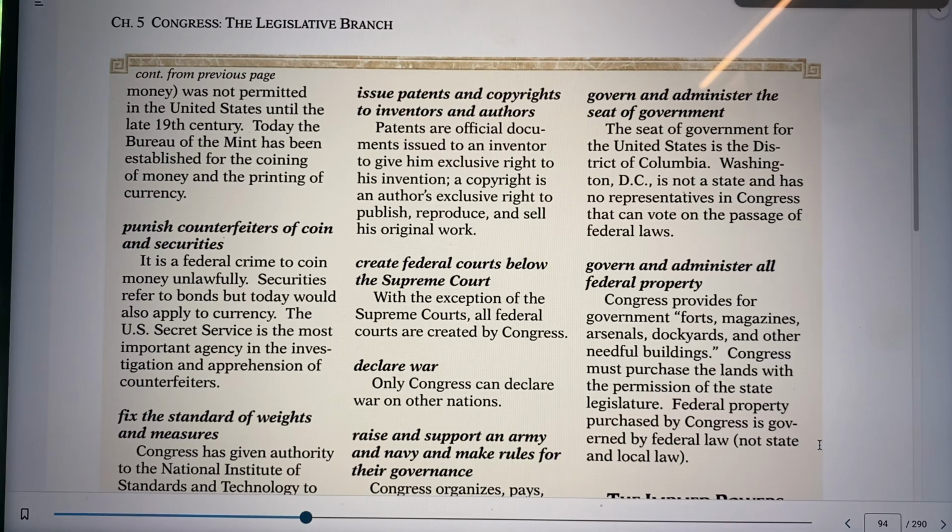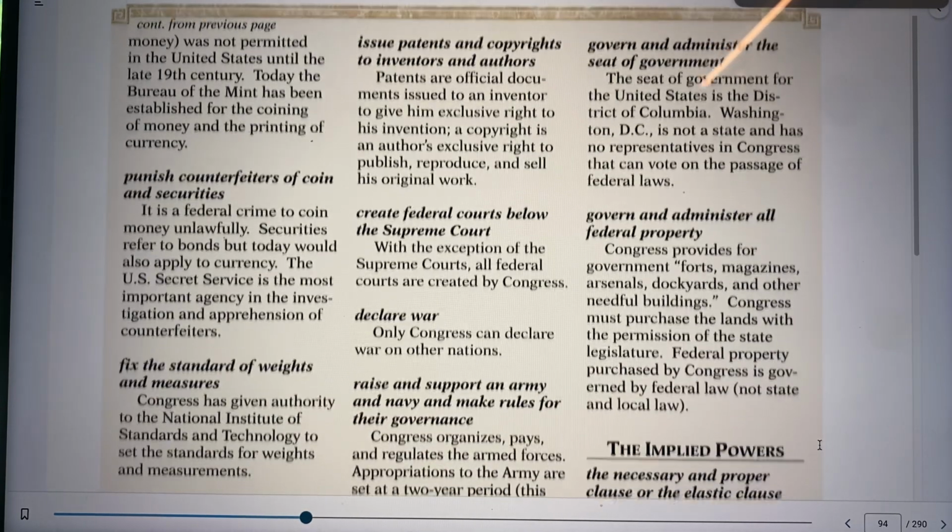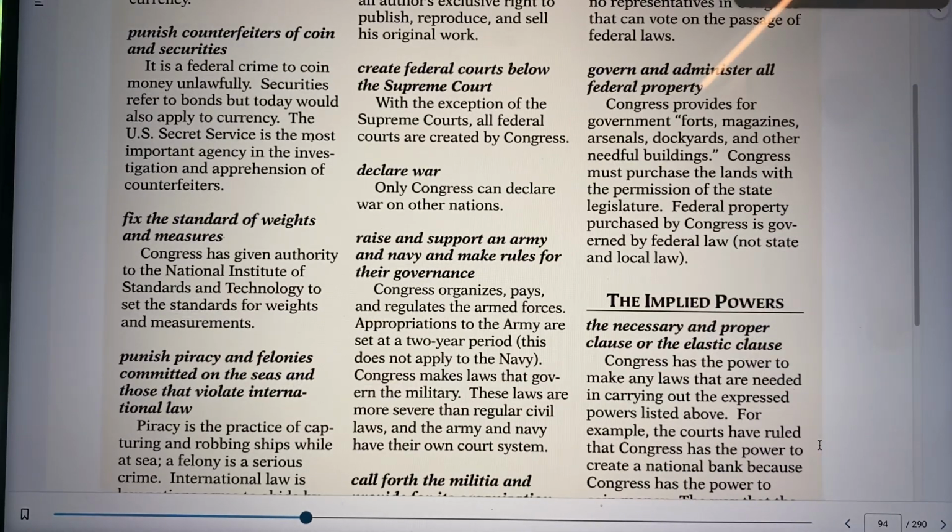They can govern and administer the seat of government, which means the seat of government for the United States, the District of Columbia. So Washington, D.C. is not a state and has no representative in Congress. Later on we'll have an amendment that gives Washington, D.C. the ability to vote in the Electoral College, not necessarily representatives to vote on the passage of federal laws. We'll see that as an amendment later on, but it was set forth that Washington, D.C. didn't have representatives.